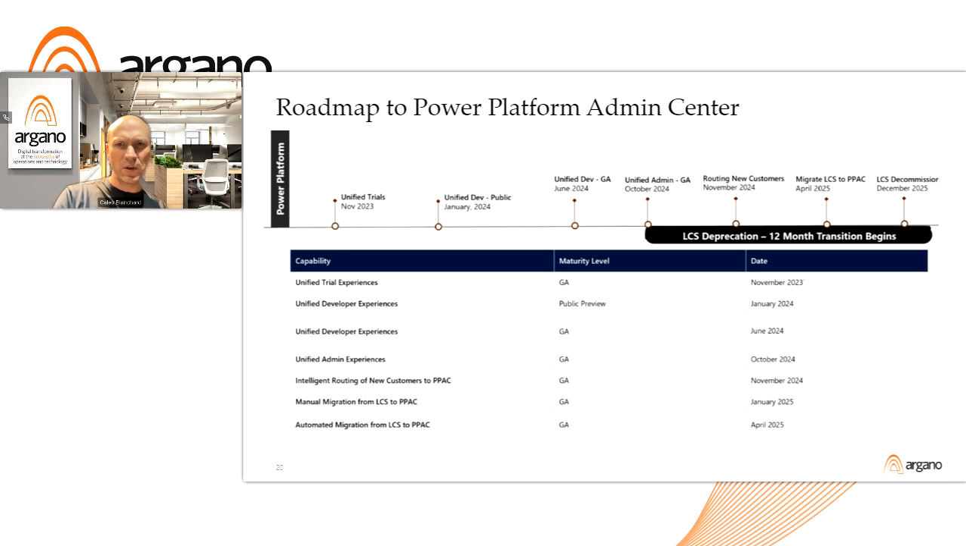And you can see there's different milestones here where in November, routing new customers would go to the Power Platform admin instead of LCS. And then starting to migrate in April of 2025, starting to migrate existing customers from LCS to Power Platform Admin Center. So that's the roadmap from Microsoft.